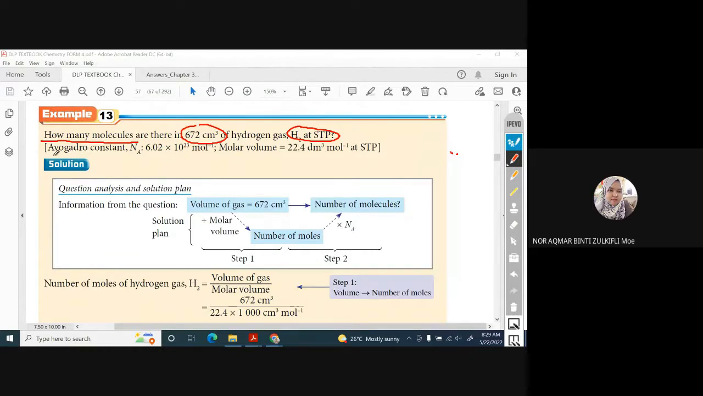Okay, look, they give you the Avogadro constant, so don't worry: 6.02 times 10 power 23, then molar volume at STP is 22.4 dm cube. Okay, this one you don't need to look at, later you'll get dizzy. Cikgu likes to follow cikgu's own way, but it depends on you which one.